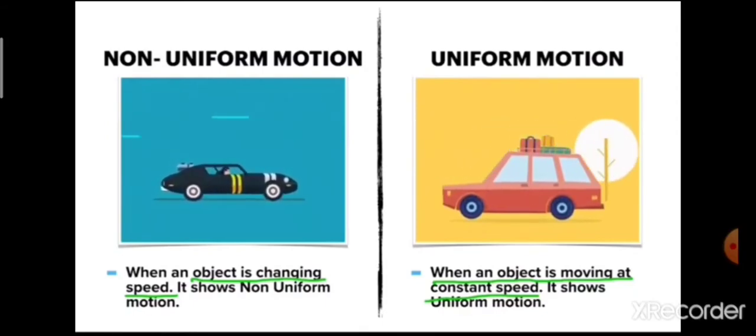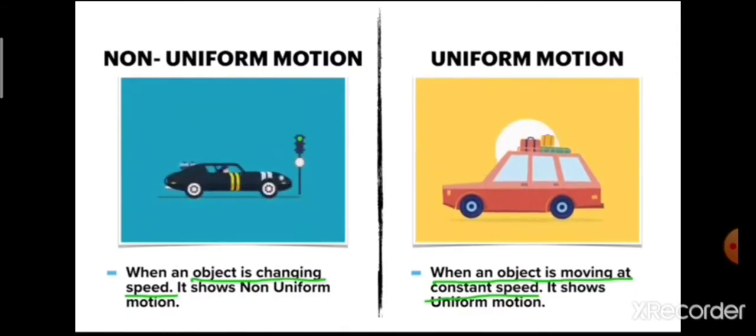Let me again explain what is non-uniform motion and uniform motion. In non-uniform motion, the object changes the speed, meaning the speed is not the same throughout the journey, or we can say throughout the travel. But in uniform motion, the speed of the object is the same. The car is moving with the same, constant speed, okay?